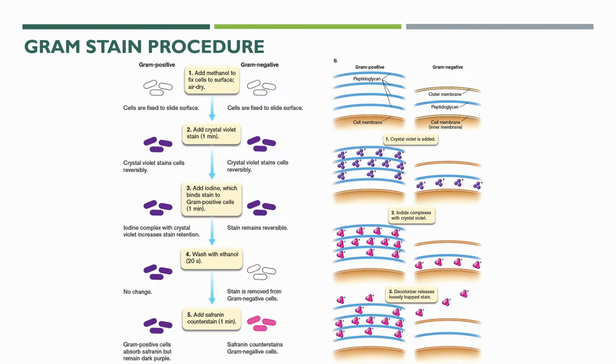decolorizer, or the ethanol, will release the loosely trapped stain from the gram-negative cell wall because it's not really packed tightly in there because the cell wall is pretty thin. And so that's why these can ultimately stain with the safranin. Okay. So, any questions on that? You'll definitely see more of this as we go on.